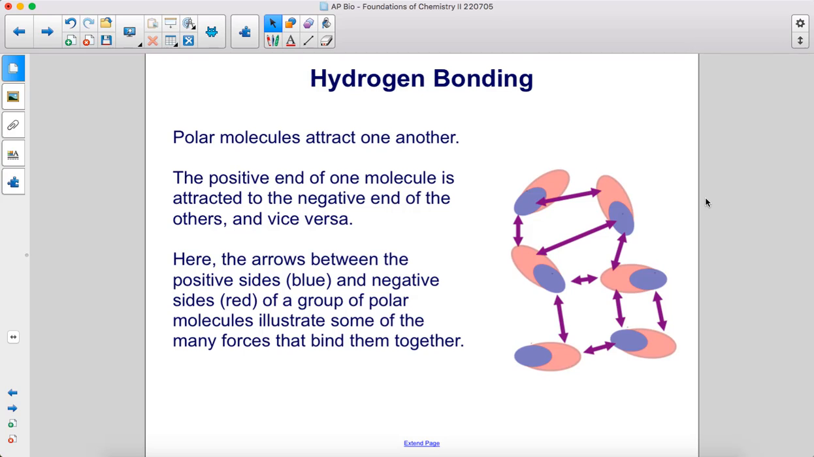Polar molecules attract one another. The positive end of one molecule is attracted to the negative end of the others and vice versa. Here, the arrows between the positive sides and negative sides of a group of polar molecules illustrate some of the many forces that bind them together.